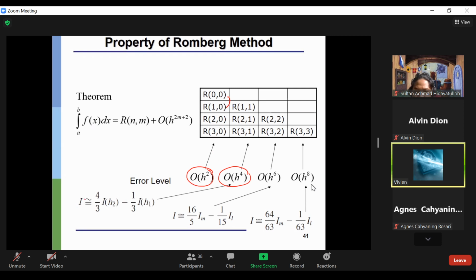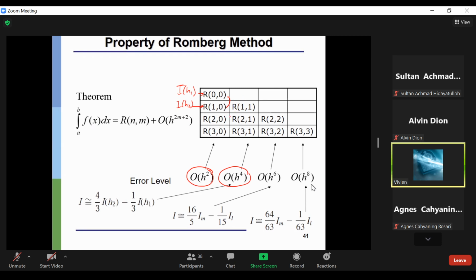So the new integrated area will be 4/3 of IH2. So this is IH2 minus 1/3 of IH1. Yeah, so this is what is performed in the Romberg method. So we simply combine together the values from the lower order scheme with different numbers of segments, and then we will obtain the higher order result.